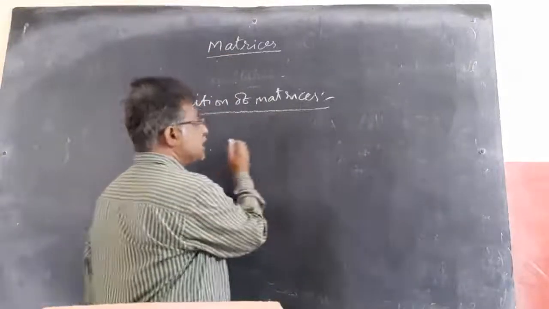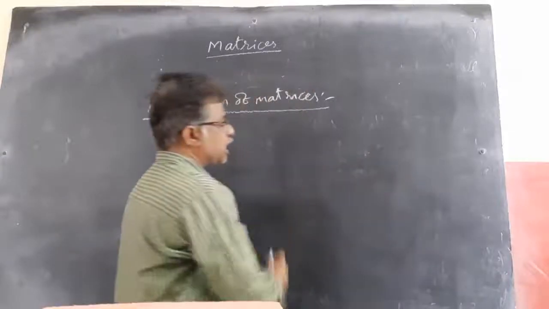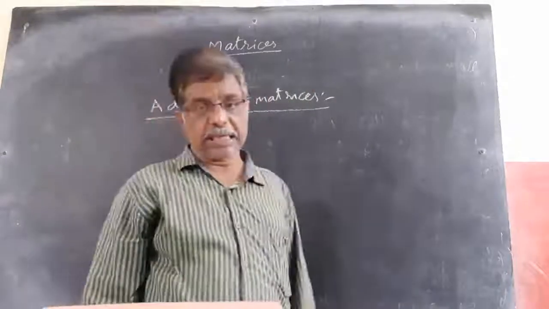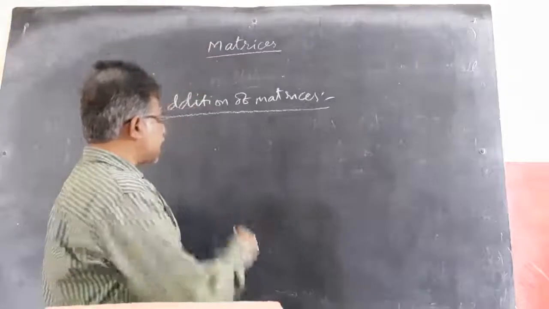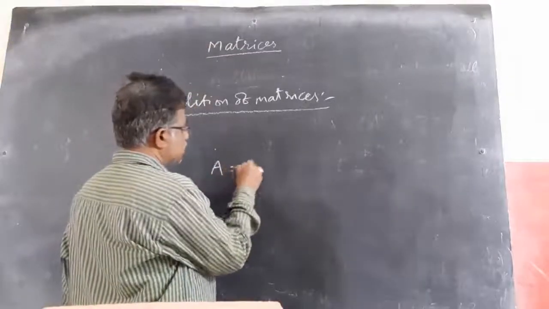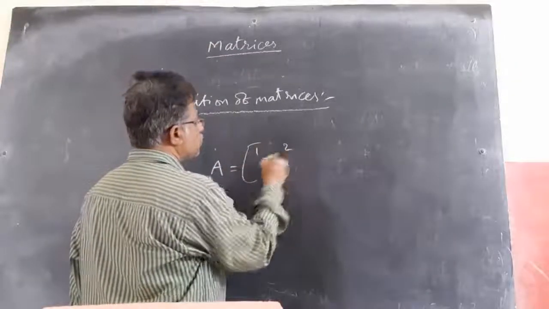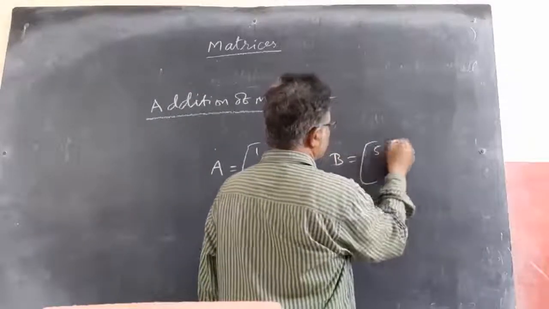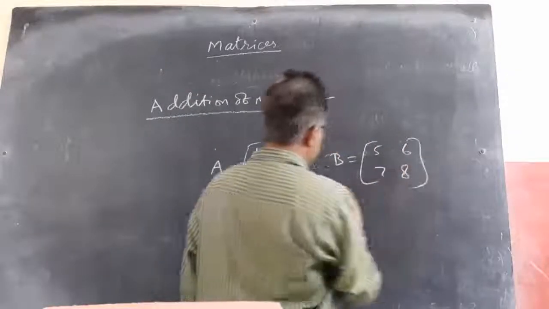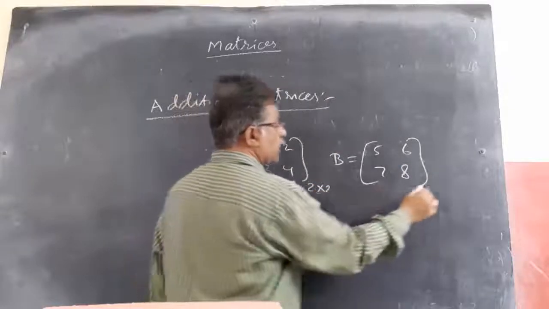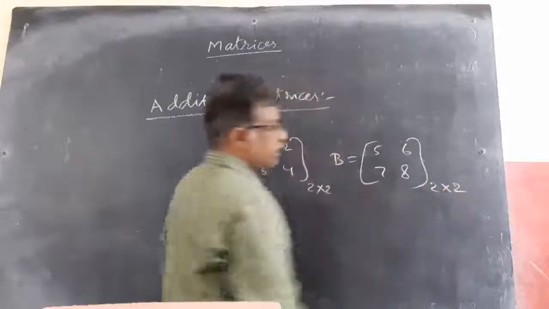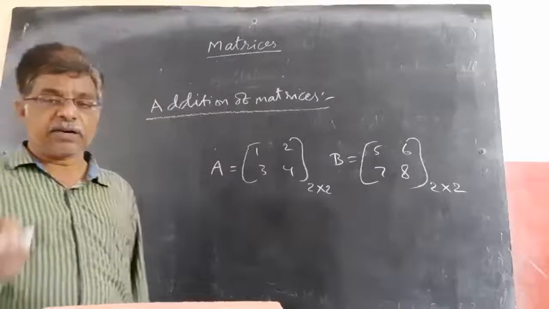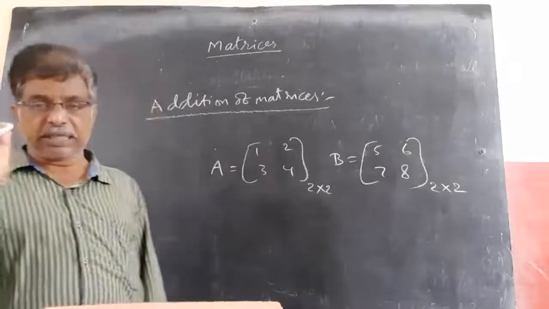And addition is nothing but the sum of their corresponding elements. First of all, if A equals 1, 2, 3, 4 and B equals 5, 6, 7, 8, both are of the same order. I told you, addition is possible; the first and foremost condition is that they are of the same order.